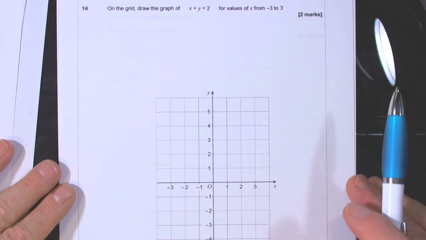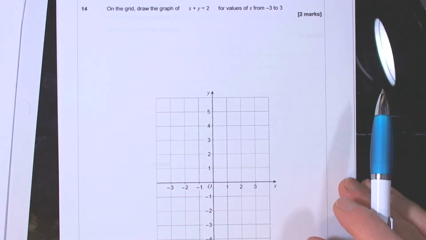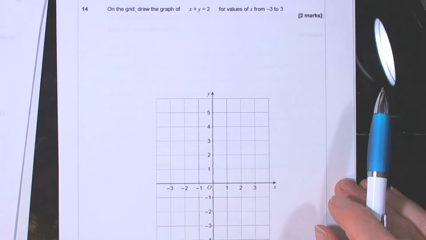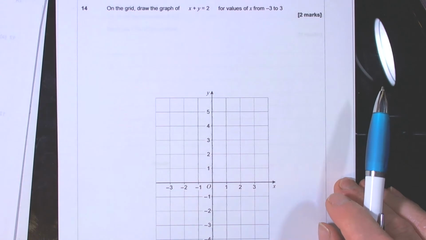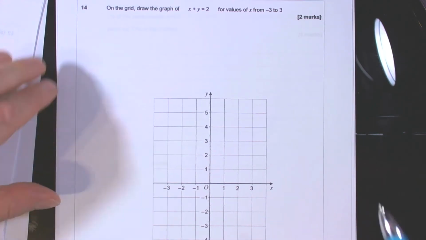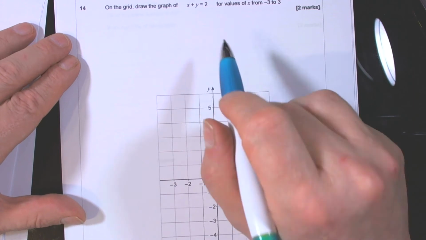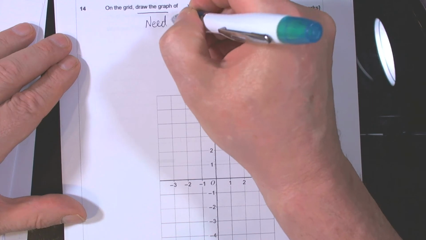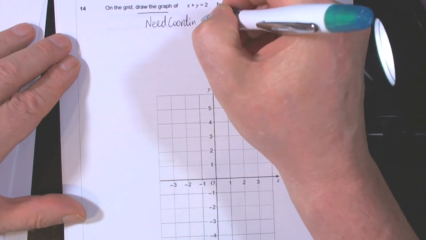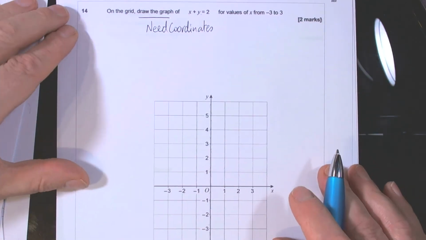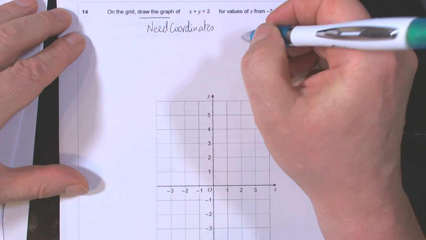Okay, so here we've got a question that says draw a graph. Okay, so try to find my ruler. Alright, don't seem to have it, never mind. Okay, so on the grid we've got to draw the graph of x plus y equals 2. So to draw a graph we need coordinates. And to draw a graph that we know is going to be a straight line, because these are power 1, so it's going to be a linear graph, then we know that we're going to need 3 coordinates.